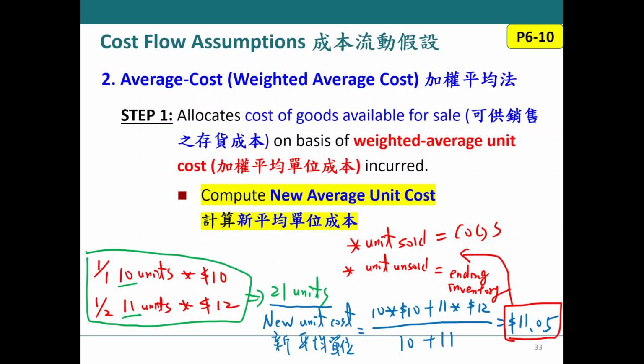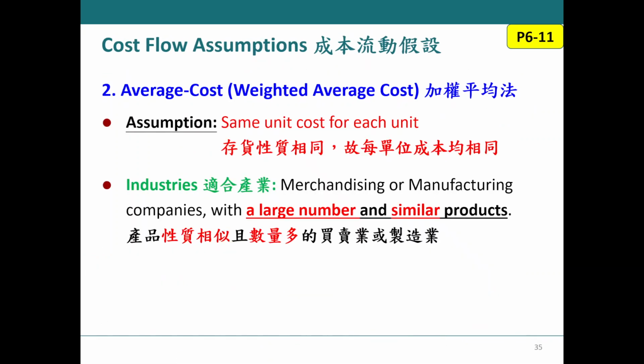Okay. So what kind of company they will make this kind of assumption? When their inventory is quite the same. Okay. Or they have similar inventories, also large quantities. Okay. So like chairs, like desks, like furnitures, because their inventory is quite similar, the same, and they have large quantities, so they will make this second assumption.